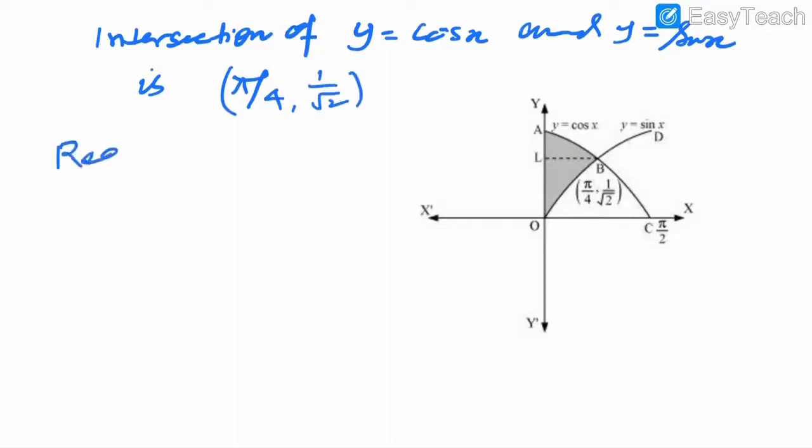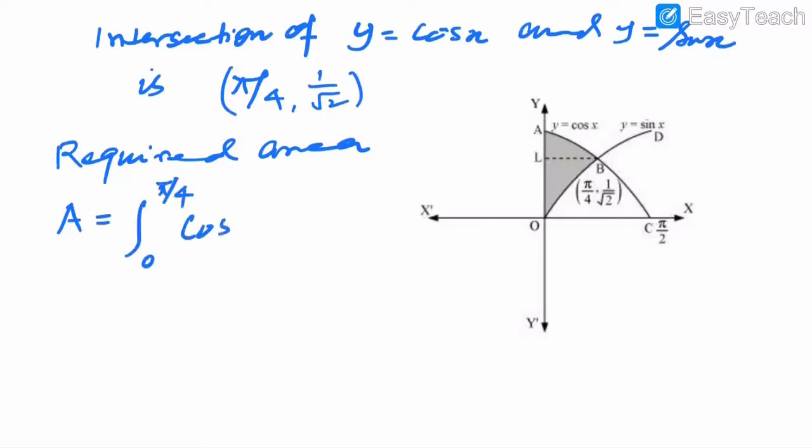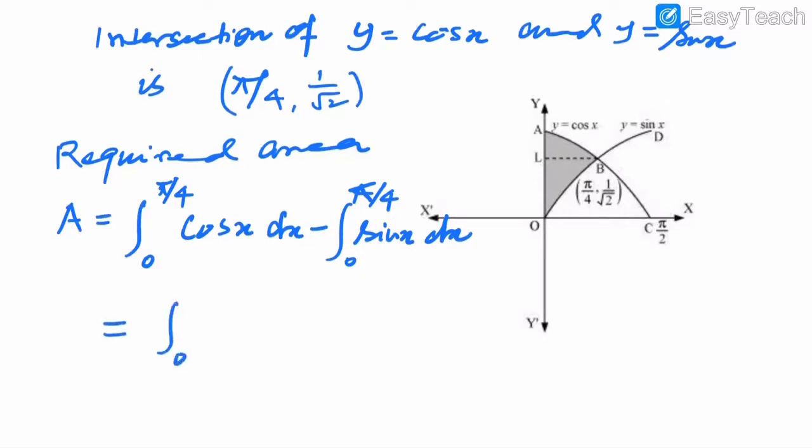So this is the actual graph of the given curves, and this shaded region is the required area we have to find out. Therefore the required area is equal to the integral from 0 to pi by 4 of cos x, and the area below the sine curve we don't need, so we subtract this area, the integral from 0 to pi by 4 of sin x dx. Since the limits from 0 to pi by 4 are the same in both integrations, we can write it as a single integration from 0 to pi by 4 of cos x minus sin x dx.